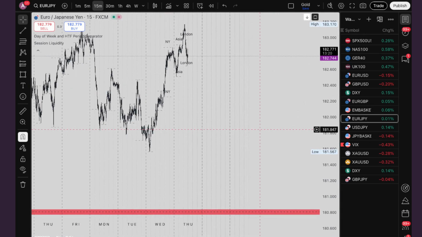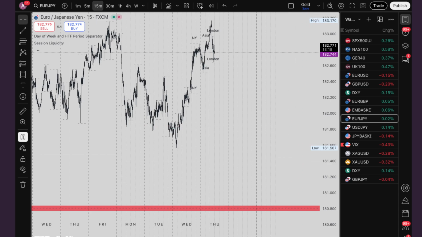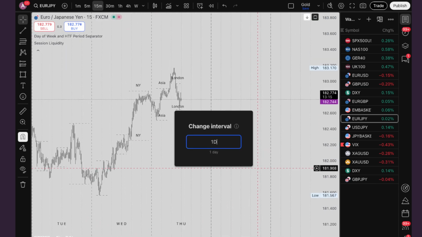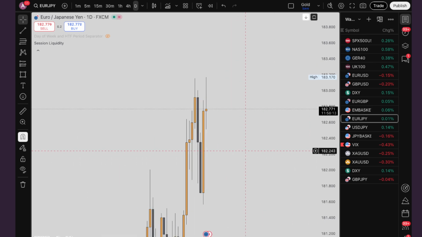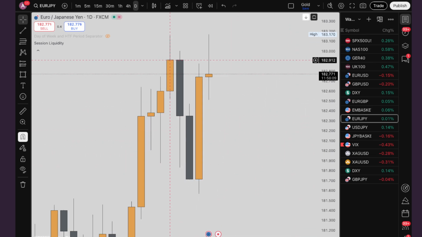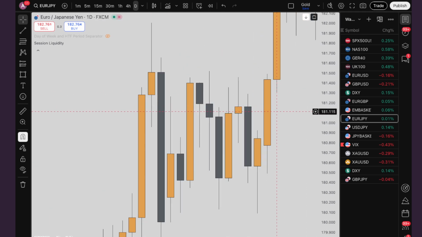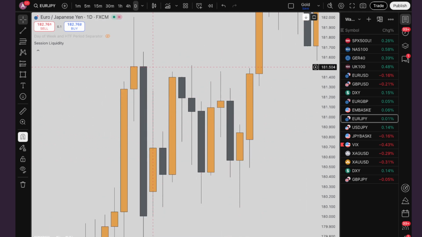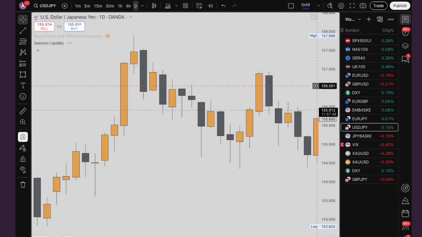That is how you mark the new week gap, and you can mark a new day gap the same way. Just look at the daily candle. Here the close and open are the same, again and again. There is no gap in daily on this chart. So, Euro Yen. Maybe we'll go to another one, USDG.